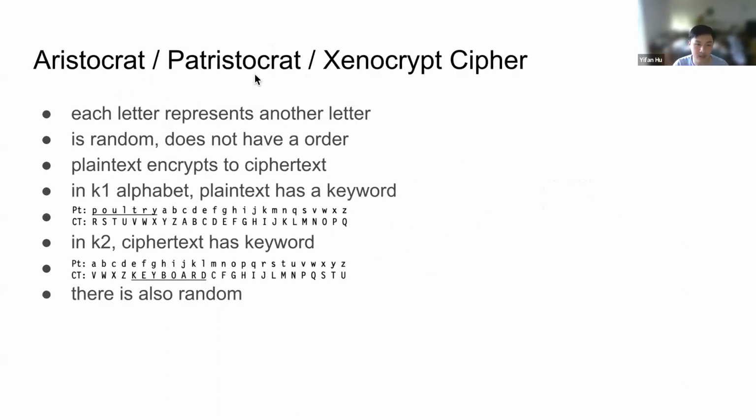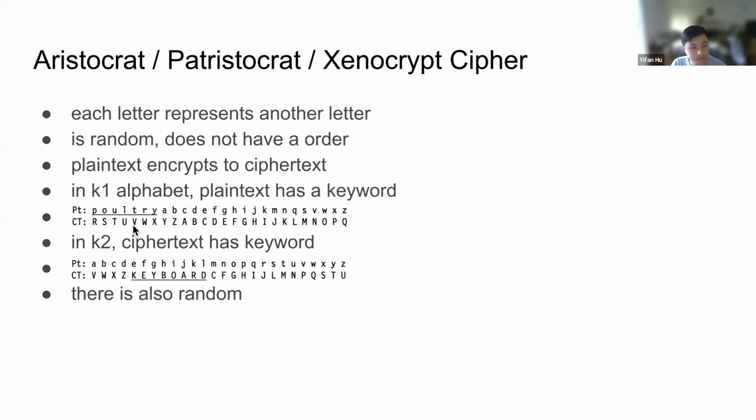And now aristocrat and xenocrypt ciphers. In this one, each letter represents another letter, and it's random. It doesn't have to have an order to it. And then the plain text will encrypt into a ciphertext. So plain text is the one you can read, and ciphertext is the encoded one.